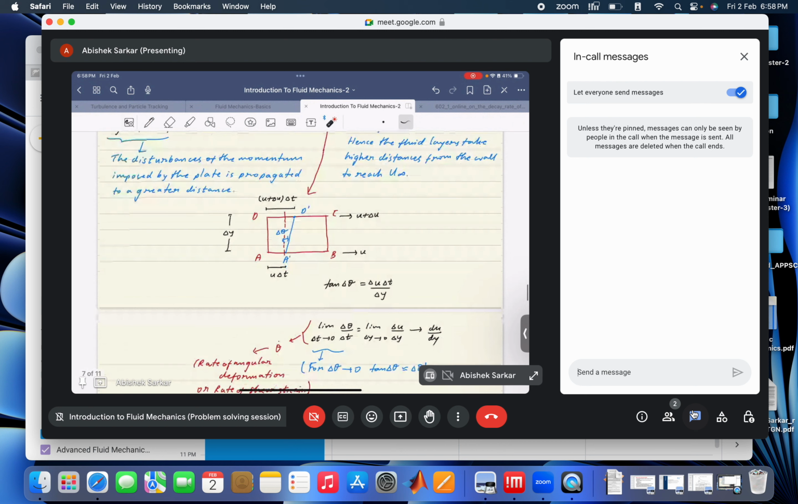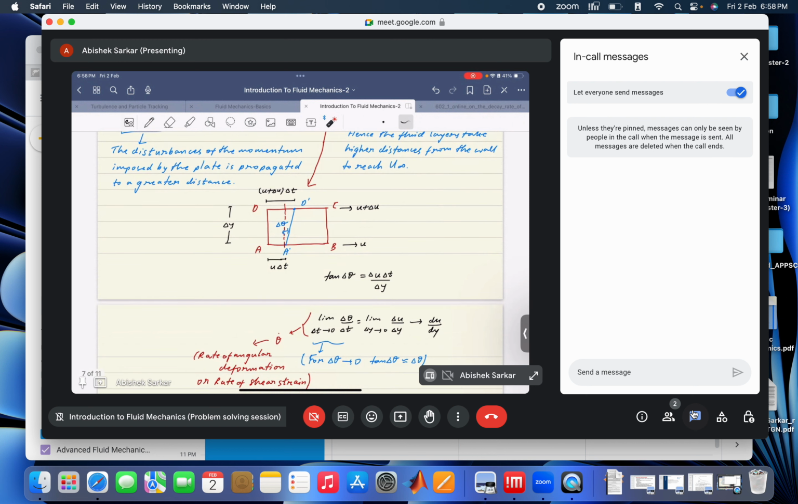Now if we take the limit, if delta t tends to 0, delta theta by delta t would actually give us the rate of change of angular deformation, or the rate of shear strain, in this particular fluid element. Why shear strain? Because the force that acts on this upper surface is a shear force, and it is this shear force that results in the deformation of this fluid element. Say initially it was rectangular, it will become a parallelogram after deformation because of the application of the shear force.